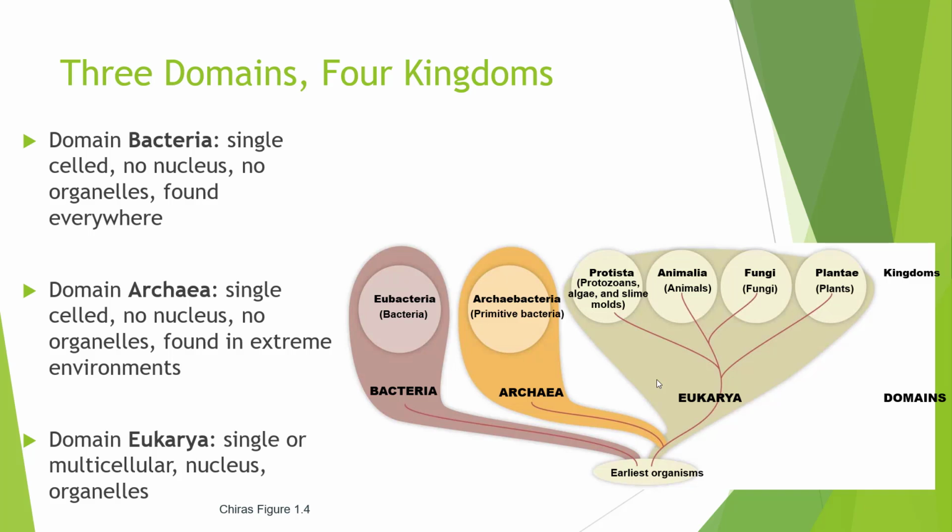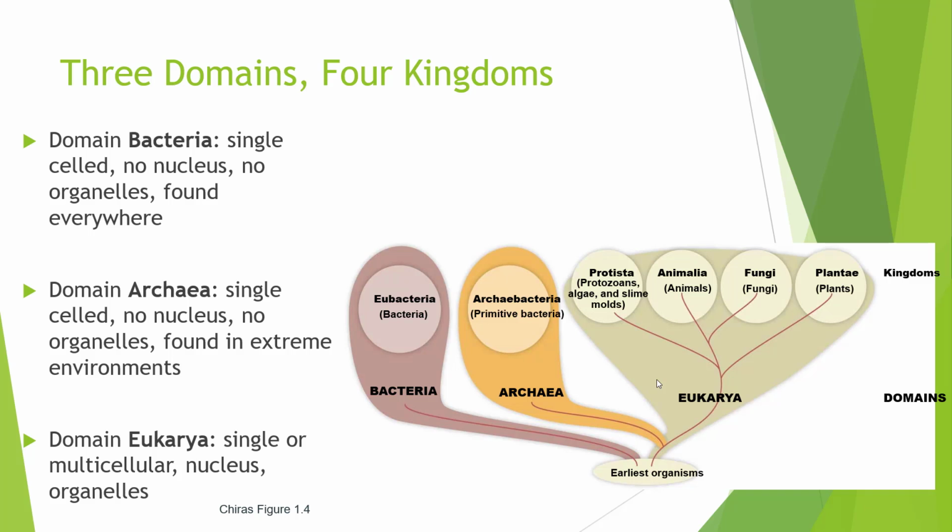The domain Archaea, this is a special group that has a single cell, no nucleus, no organelles, and they're found in extreme environments, but they share other characteristics with that group we call Eukarya. The domain Eukarya are either single-celled or multi-celled. They have a true nucleus, so a membrane-bound component that has the DNA within it, and they have specialized organelles like mitochondria and sometimes chloroplasts.